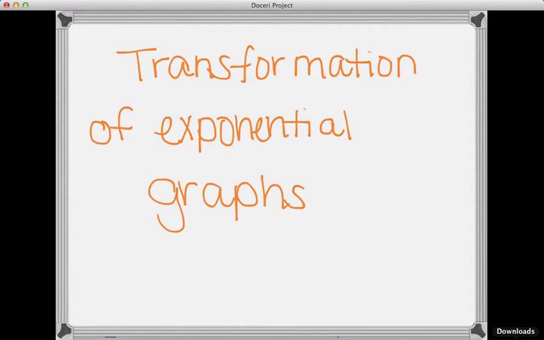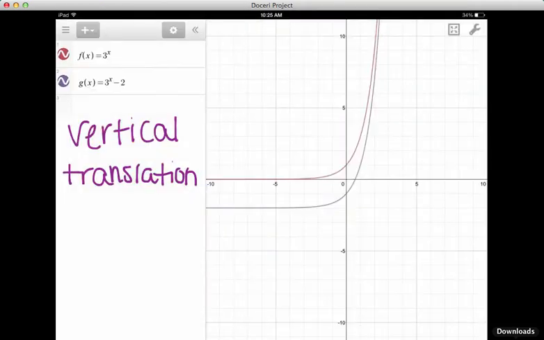Hey guys, so today we're going to learn about the transformation of exponential graphs. Our first example shown is a vertical translation.